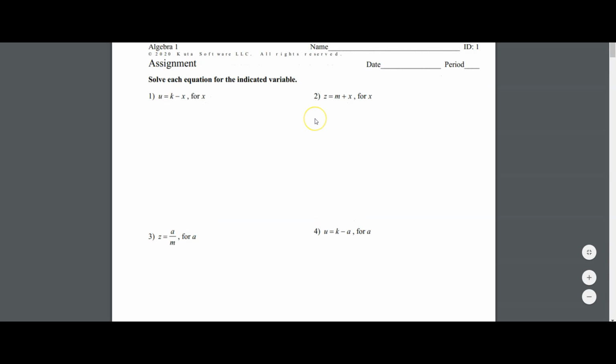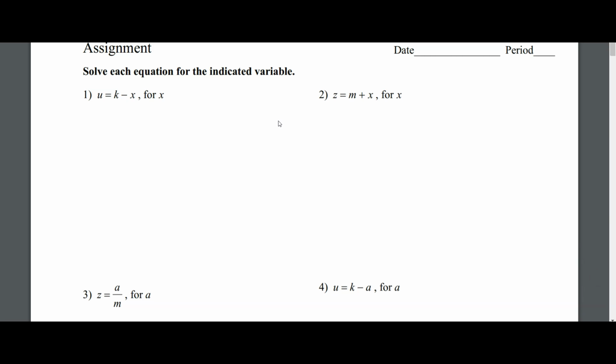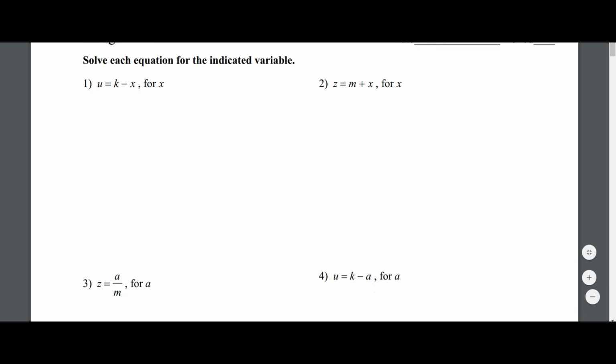We're going to start off with number 1. Number 1 says to solve the equation for x. So we need to get x by itself. Let me make this a bit bigger for us. We have a couple of options here. We can either move the x to the other side and then move the u back to the right side, or we can just move the k to the left side right away. I'm going to move the k to the other side. So I'm going to subtract k from both sides. This gives me u minus k is equal to negative x.